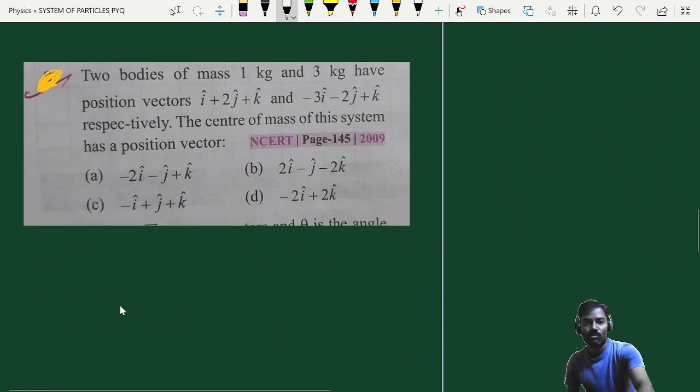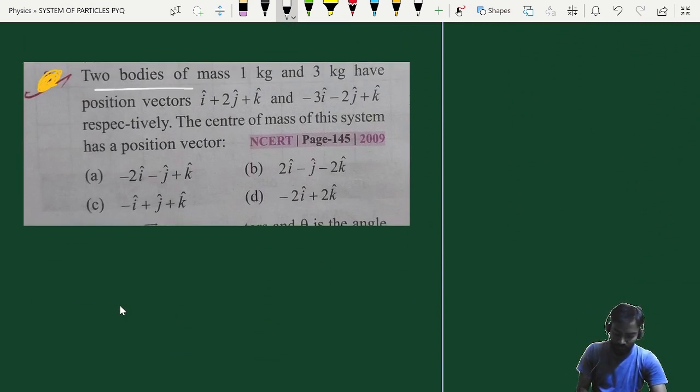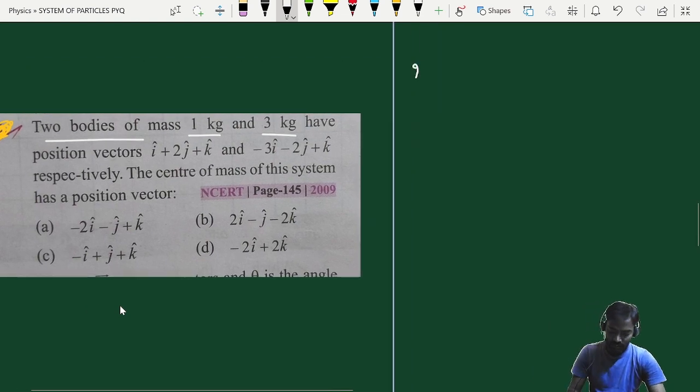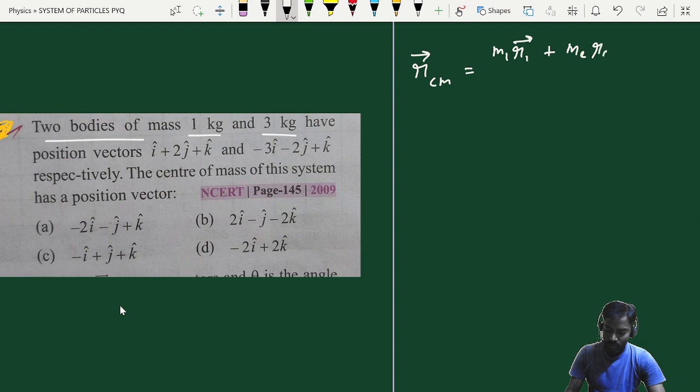Okay students, let's move on to the next question. Here they are giving two bodies, of mass 1 kg and 3 kg respectively, and their position vectors they have given, and they are asking to calculate the center of mass of the system. See, if they give the center of mass of the system in vector notation, we can write RCM is equal to m1 r1 bar plus m2 r2 bar by m1 plus m2.